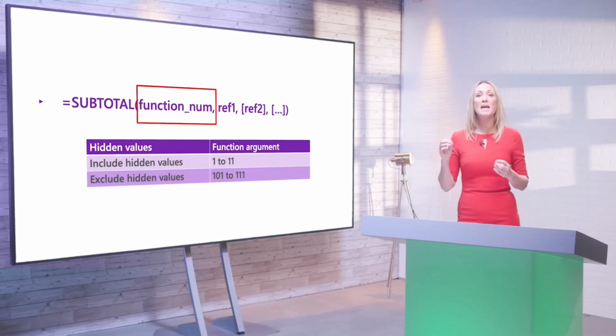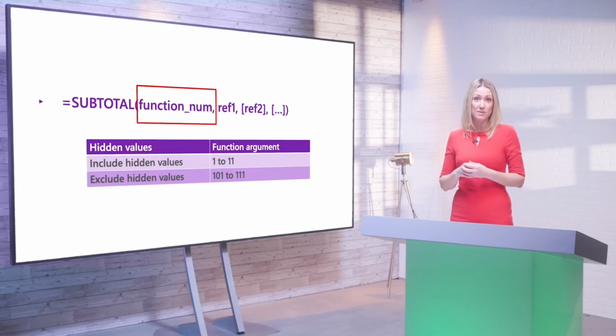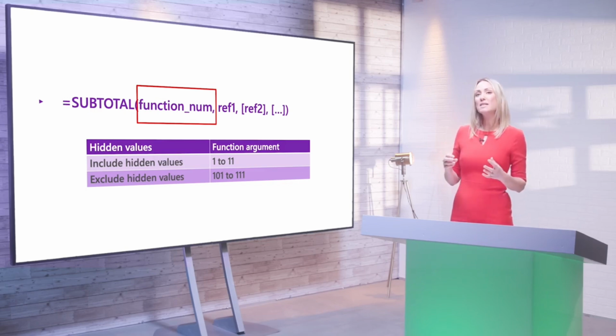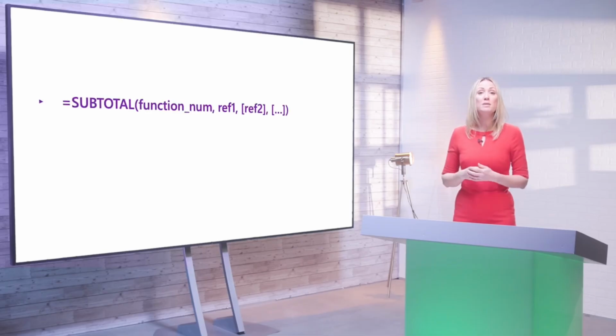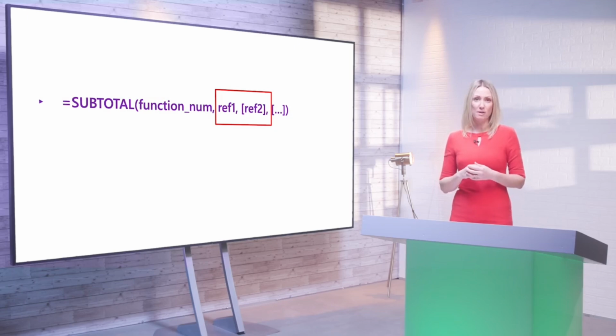Each value calls a function in the function_num argument. For example, value 1 calls the average function, including hidden values in the calculation. In contrast, value 101 also calls the average function, but excluding hidden values in the calculation. We've provided a table that tells you which value calls which function in the function_num argument. It is available as a reading material right after this video. The reference arguments, ref1, ref2, etc., identify the ranges that you want to subtotal.